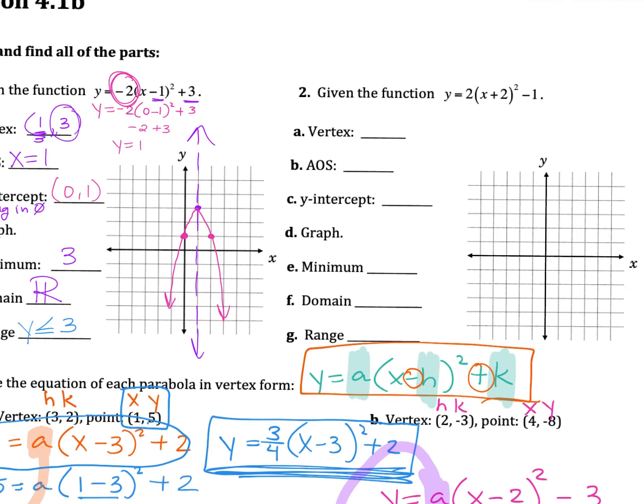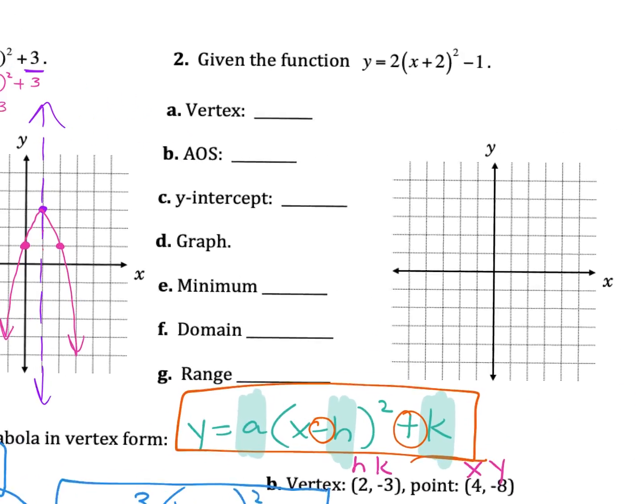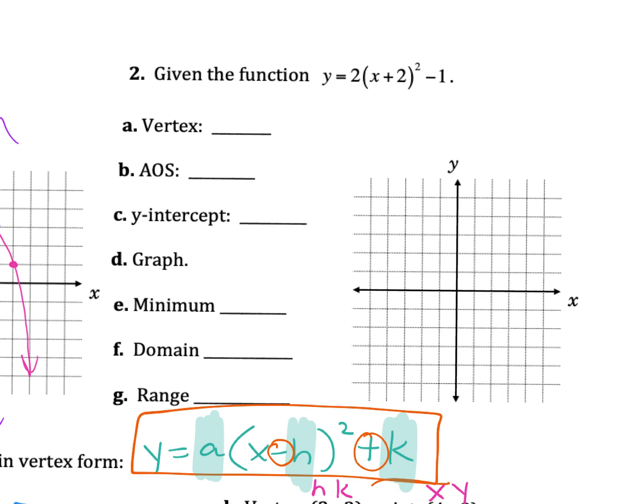Okay, second one. What is your vertex? Negative 2, negative 1 is your vertex. So negative 2, negative 1, that would be right here. Axis of symmetry? x equals -2. So that's here.